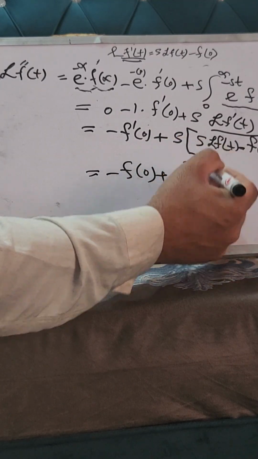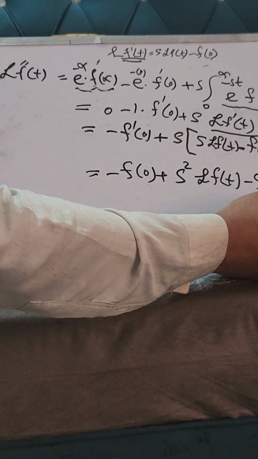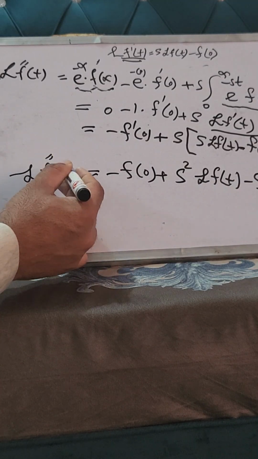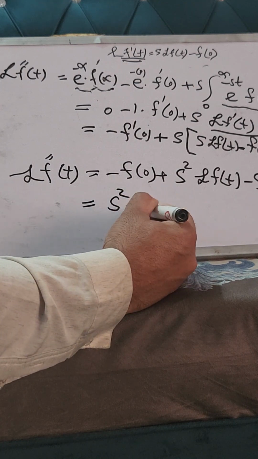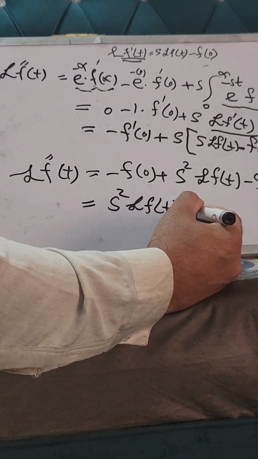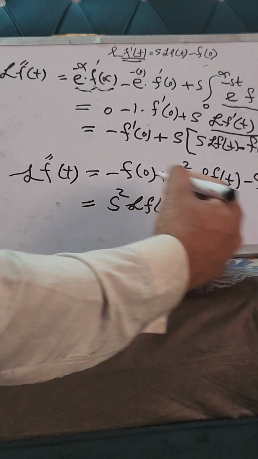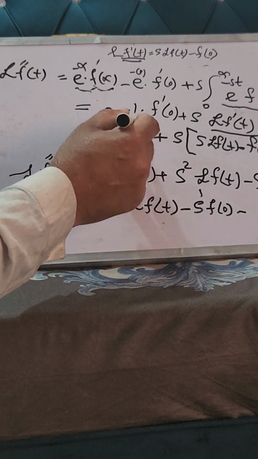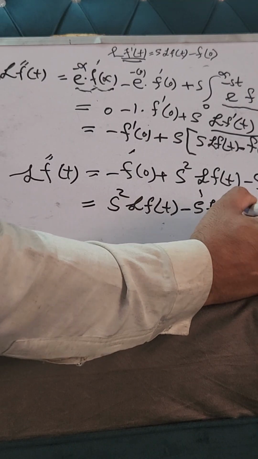s square into the Laplacian of f of t minus s into f of 0. So this is the Laplacian of the second derivative of f of t. Rearranging, we get s square L of f of t minus s to the power 1 f of 0 minus f prime of 0. There is s to the power 0.